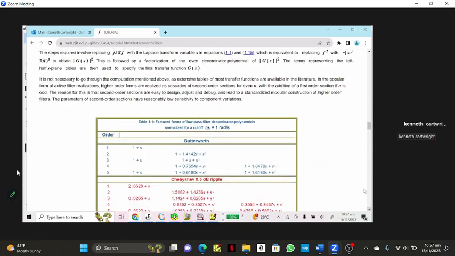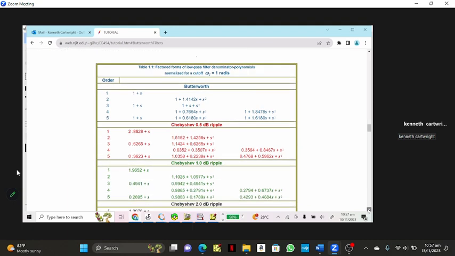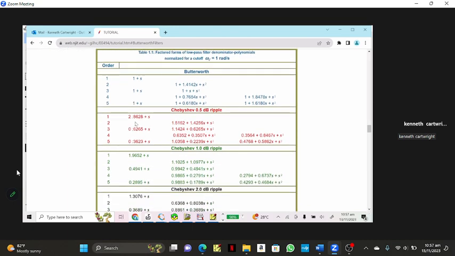There it is. That's why I sent you this link. See the Butterworth? First order, 1 plus s. Second order, 1 plus the square root of 2 s plus s squared. Look now at the Chebyshev. First order Chebyshev, 0.5 dB ripple, 2.8628 plus s.